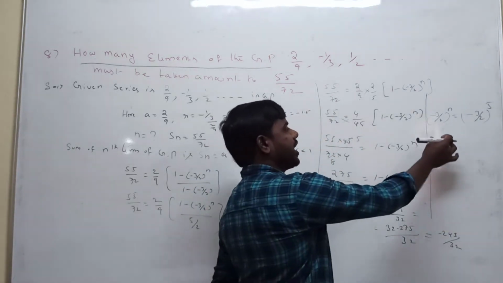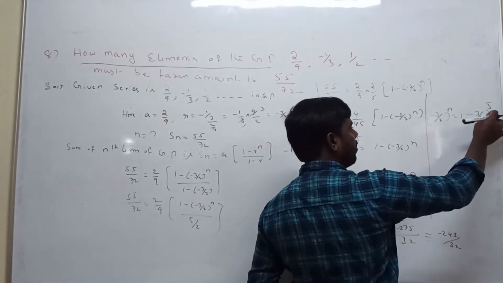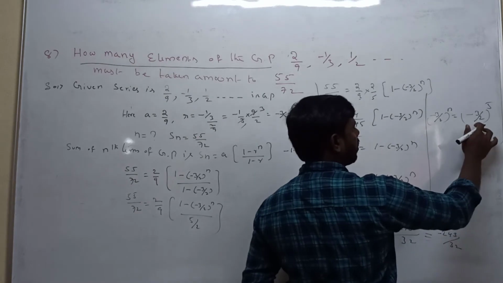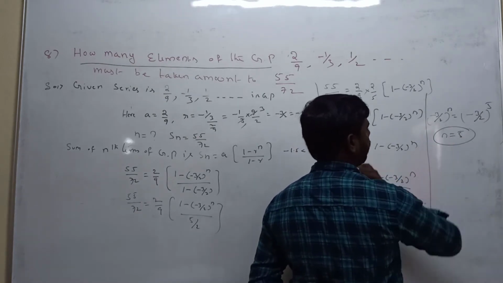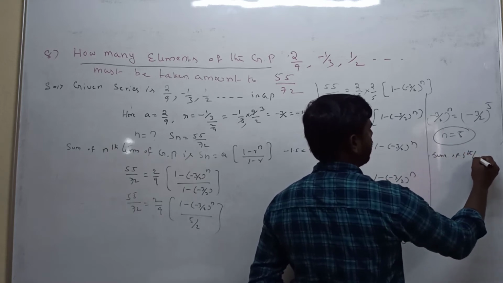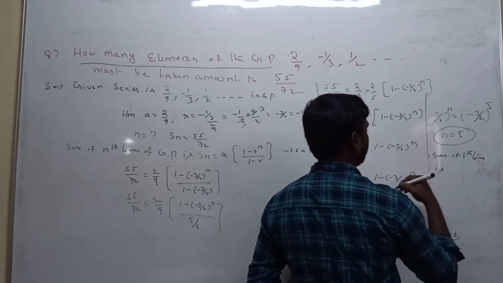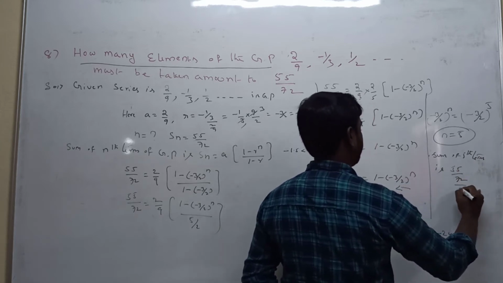Because on the left hand side, what is the function? The base value is there. The right hand side value also we convert to the base function. So now bases are equal, then the powers are also equal. So now n is equal to 5. So the sum of fifth term value is 55 by 72.